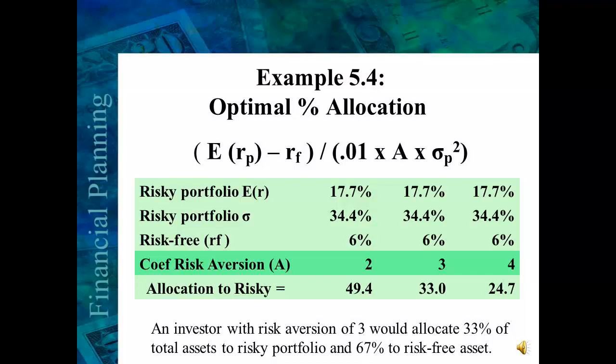The denominator is 0.01 times 4 times 34.4 squared, or 0.4733%. Working the solution, you discover that the allocation to the risky portfolio for this conservative investor is 24.7%. That means that the allocation to the risk-free asset is 75.3%. Using the same methodology to calculate the allocations for the intermediate and assertive investor, you will discover allocations to the risky asset of 33% and 49.4% respectively.